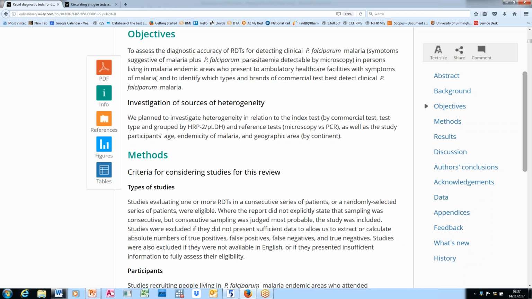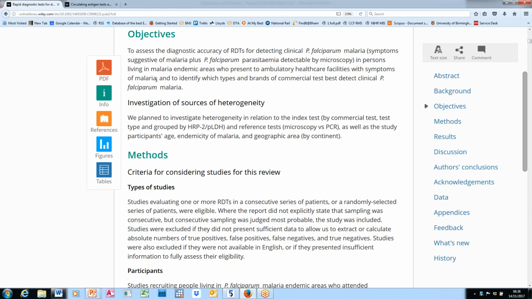So our components of the question are participants are persons living in malaria endemic areas who present with symptoms of malaria. This isn't looking at the use of these tests in people who don't have any symptoms. It's not looking at them in travelers. It's those patients who are going to an ambulatory healthcare facility. So it's not looking at severe malaria either, which would not fall in this category.